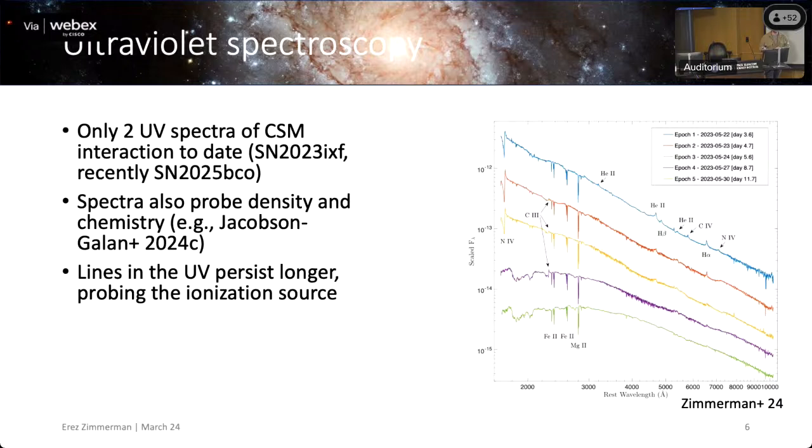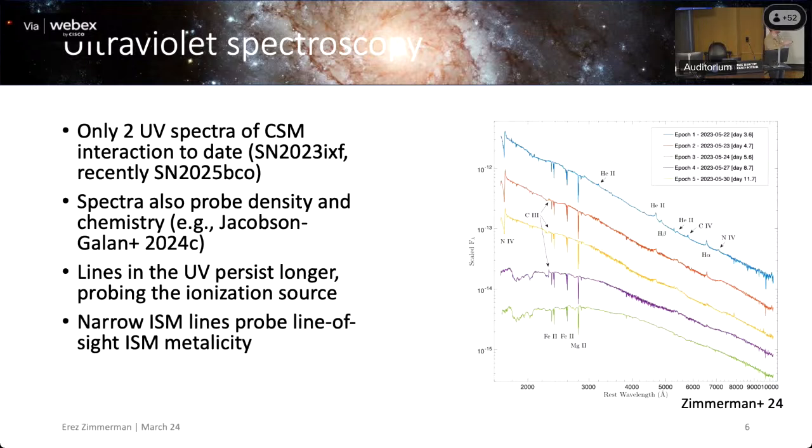Now, what's interesting about having UV spectra at all? I mean, we see it from the optical. Why do we need to extend it further to the blue? Well, the lines in the UV persist longer, it seems, and probe the later ionization source of the supernova. So there must be more interaction happening. So here it's already at day 9, whereas in the optical you barely see any lines already.